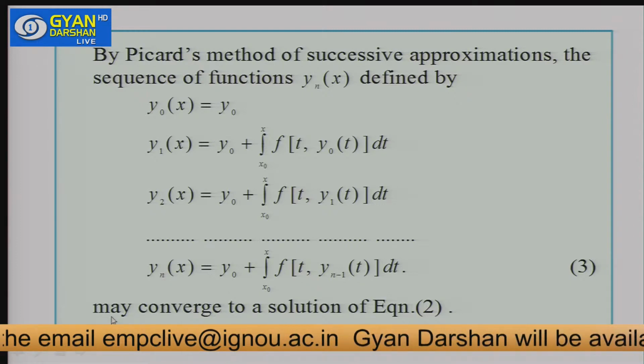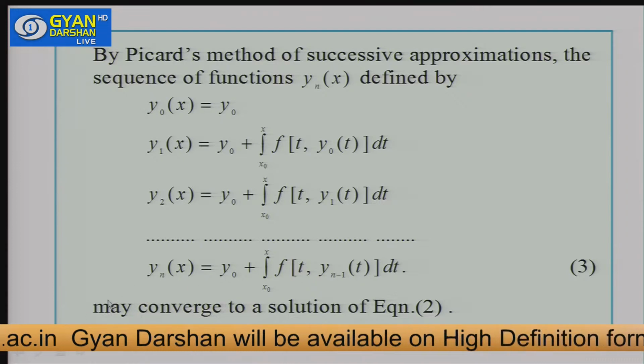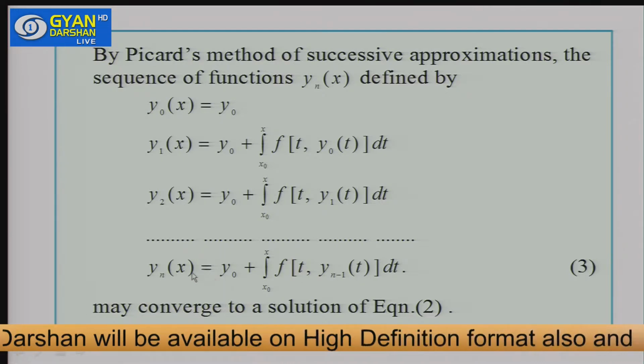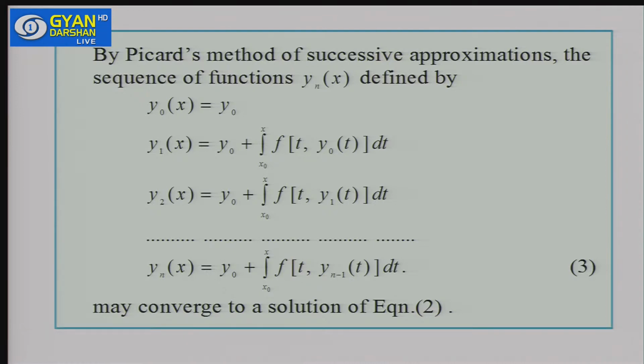So it may converge to a solution. Why may converge? Because we haven't shown that this sequence of functions actually converges. So we are going to show that. Now, yn is defined by this, and it may converge to a solution. Actually we are going to show this sequence is convergent and its limit is actually a solution of equation 2.